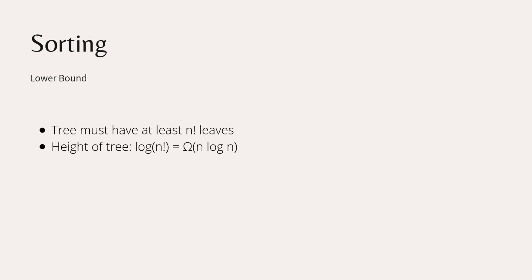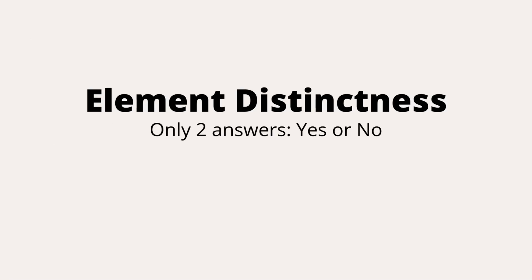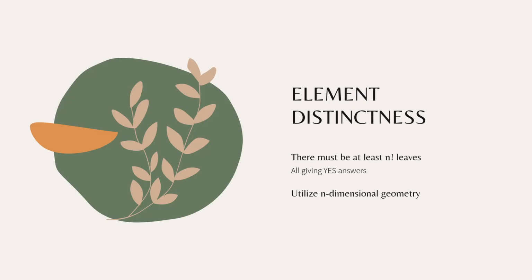So next we will look at the lower bound for element distinctness. In element distinctness, we get only two answers, yes or no. And there must be n factorial leaves, all giving yes answers. We need to prove this. This is what the remainder of our presentation will be about. And one powerful intuition will be the utilization of n-dimensional geometry. Geometry will be a very fundamental part of our argument.